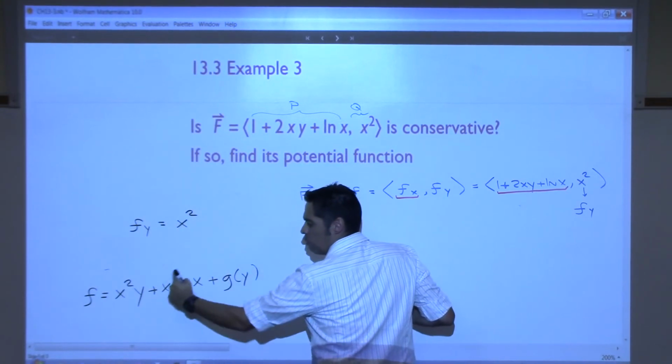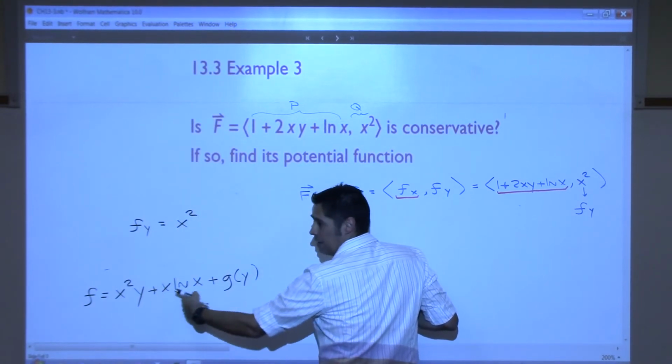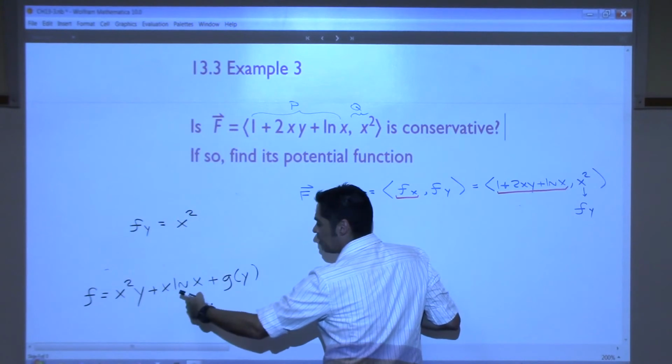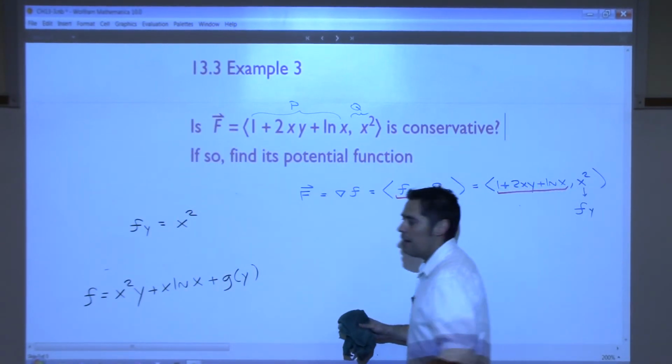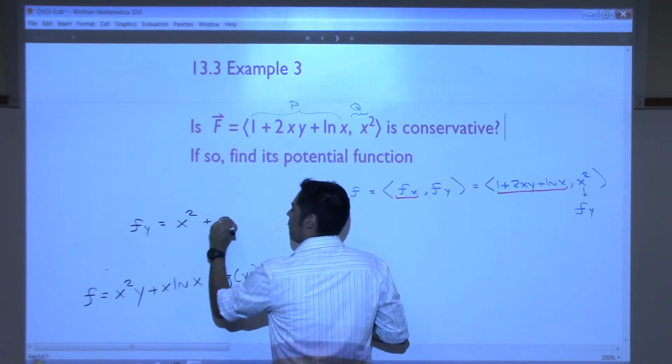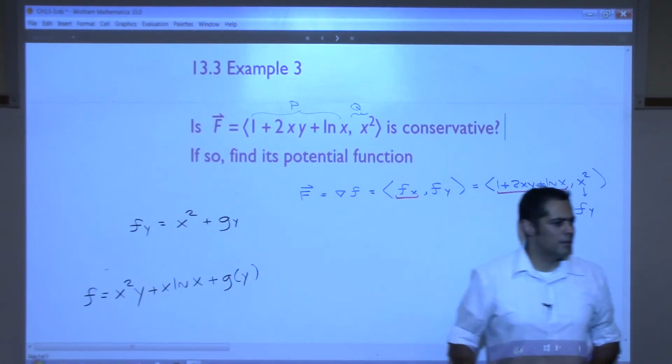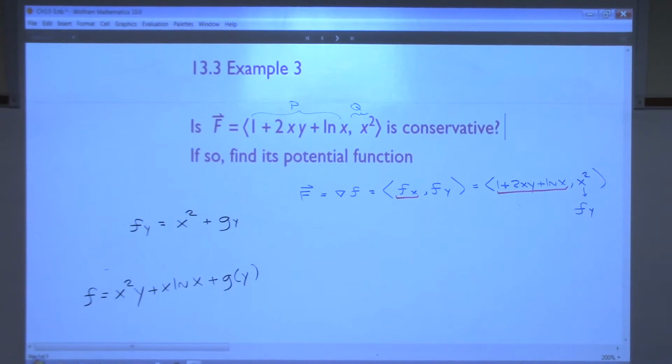Derivative of this with respect to y? 0, right? That's all x's in there. Those are all constants. What's the derivative of g with respect to y? g prime of y, right? I'm going to write it this way. That's okay, that means the same thing, right? We're taking the derivative with respect to y.